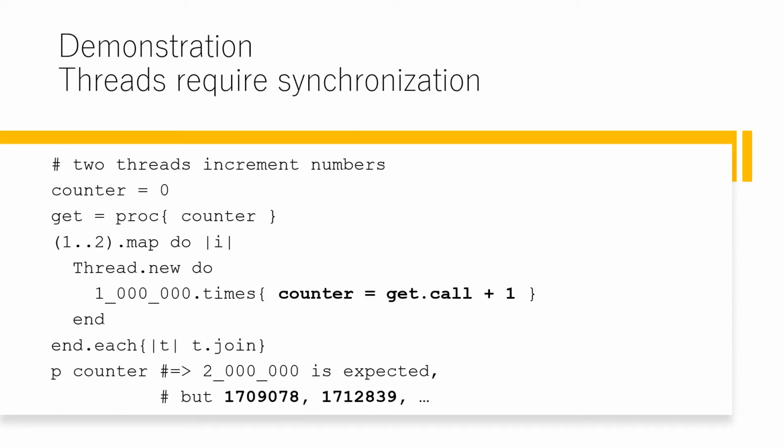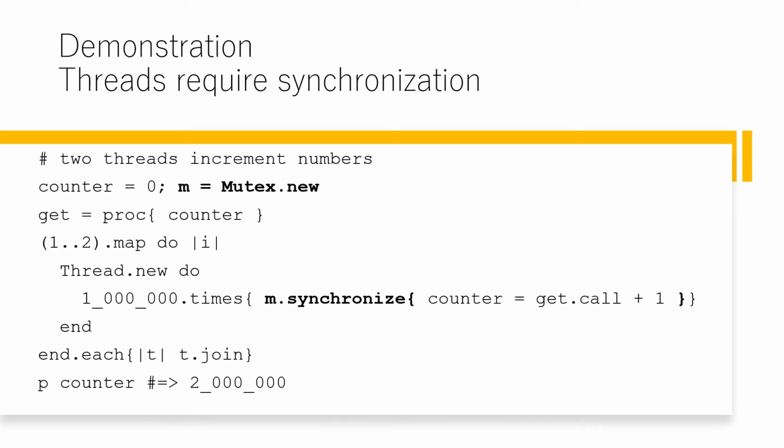This is a very simple counter incrementing program with two threads. Each thread repeats getting the current counter and setting it plus one. This simple code should output 2 million. However, the actual output is a lower number, and each time the answer is different because there is no synchronization. To correct this program, we need to introduce a mutex here, and the output is 2 million correctly.